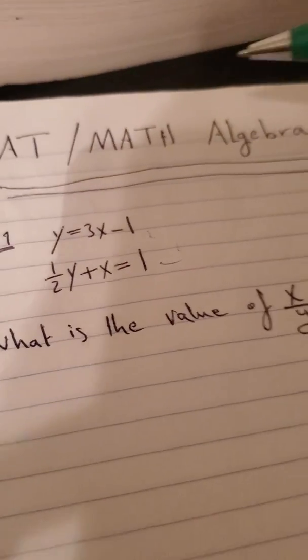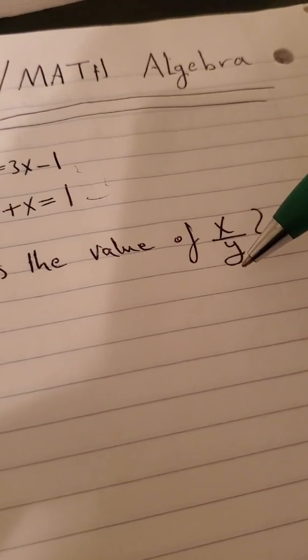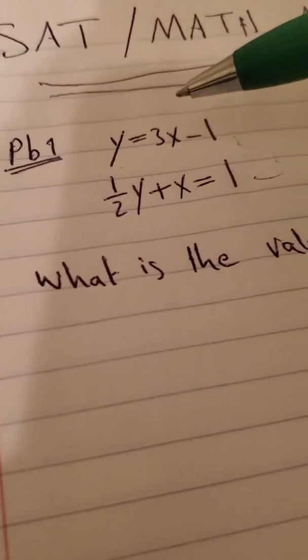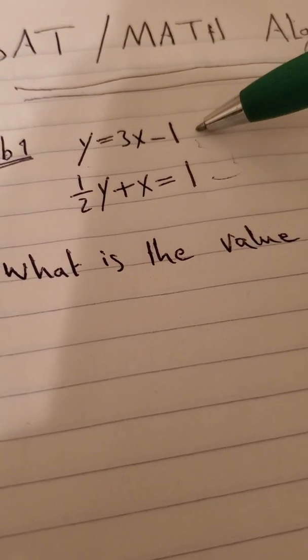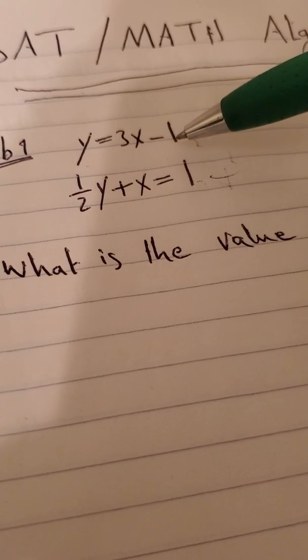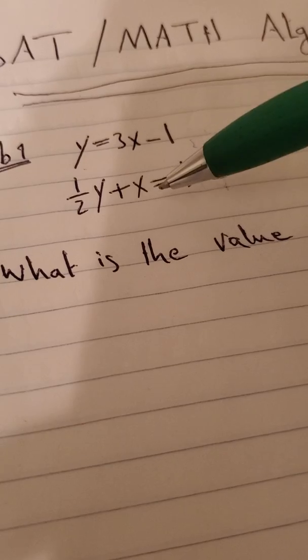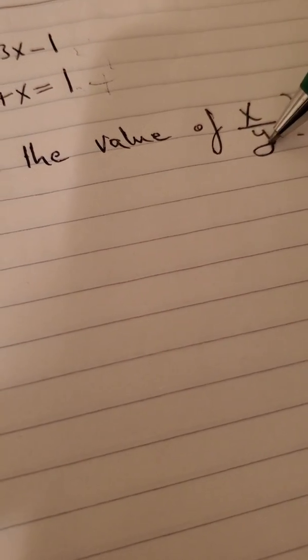Alright, so we have here a problem asking to find the value of x over y, and we have two equations where y is equal to 3x minus 1, and half y plus x equals 1. The problem is asking to find the value of x over y. So in order to find the value of x over y, I have to find the value of x and the value of y in this case.